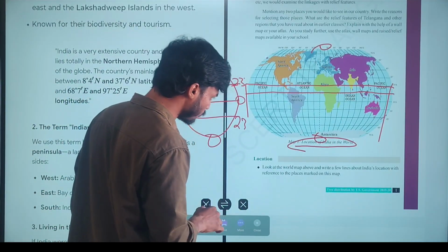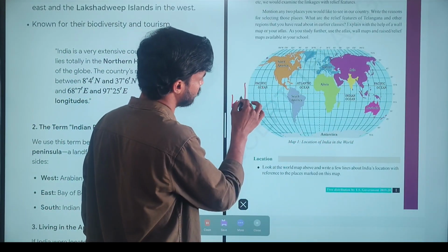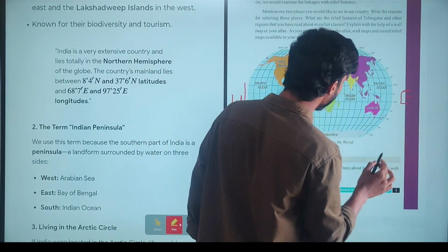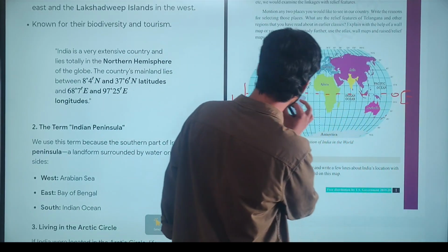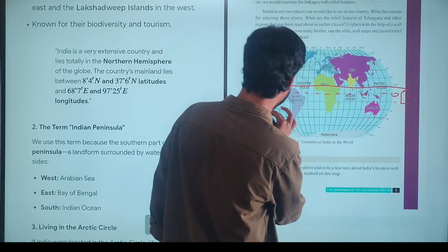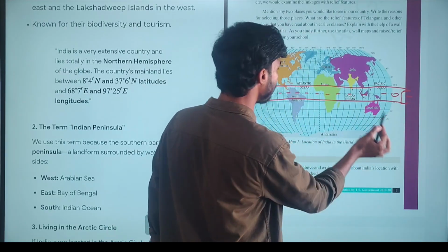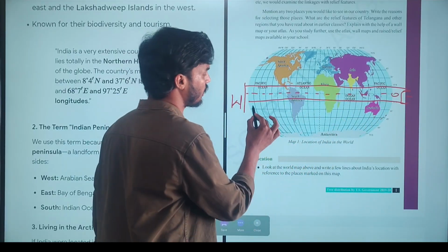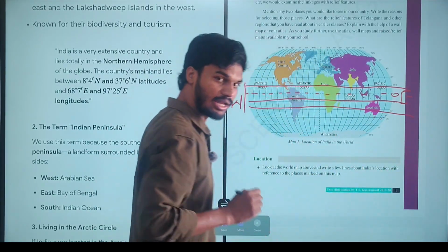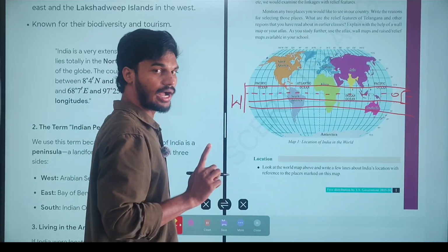So simply, latitude means the horizontal lines running parallel to the equator, with 0 degrees known as the equator. These are horizontal lines running from west to east, parallel to the equator. These are known as latitudes. Clear? Now coming to longitudes.